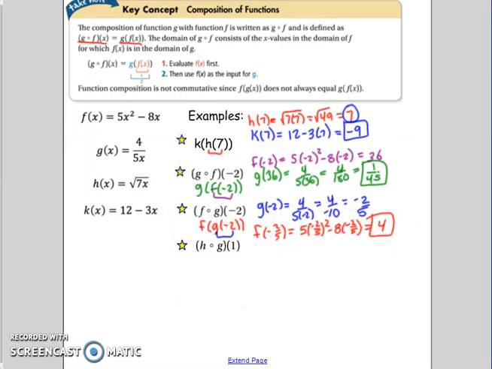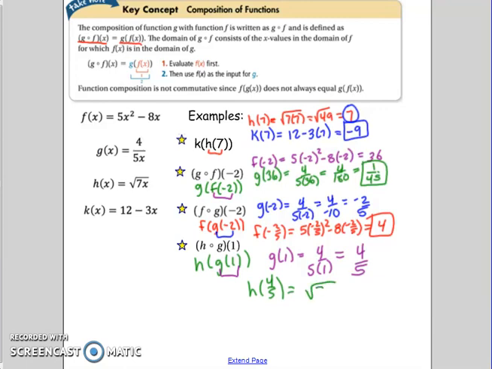Let's look at this last one. Again, I'm going to rewrite it: h of g of 1. We're going to do inside out. Inside first, g of 1. g of 1 is going to be 4 over 5 times 1, which is 4 over 5. And then we're going to do h of 4 over 5.